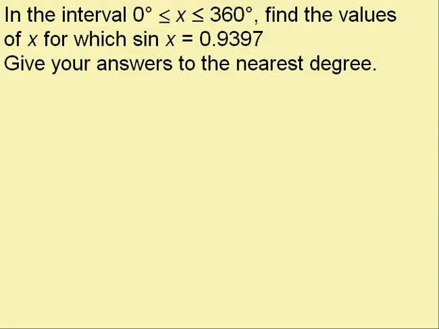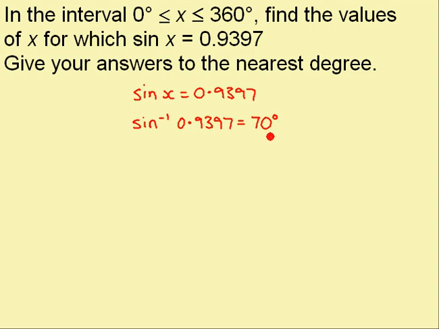This is a typical exam question, and I'm asked to find the value of x for which sine x is 0.9397. So I know that sine x is 0.9397. Now this question would appear on a calculator paper, so to find the value of x, I can do inverse sine 0.9397 using my calculator. Remember, to do this, you press Shift sin and then type in the number. I get 70 degrees to the nearest degree. So this is my value for x.